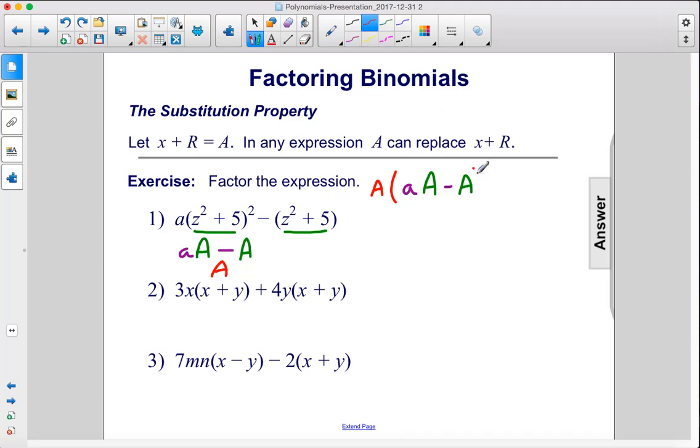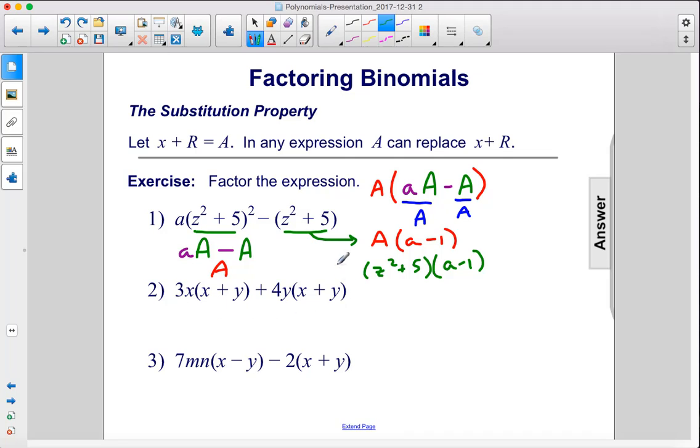and then all we have to do is divide each term by our new greatest common factor, and we are left with A times, well, these cancel, leaving us a lowercase a. Those cancel, leaving us 1. And then when we're at this stage, all we do is plug this in for A. So we have (z squared plus 5) times (a minus 1). And that is our factored form of this expression.